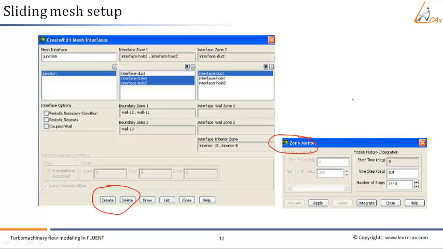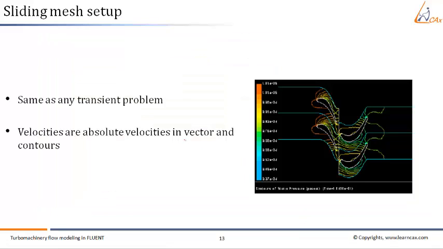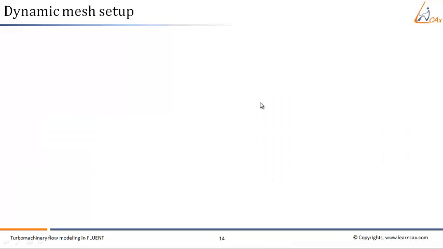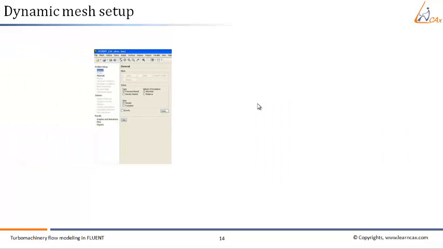From this, we go to Run Calculation, then Preview Mesh Motion. When we talk about the results of the sliding mesh problem, it is the same concept as any transient problem; we have to do post-processing the same as for any transient problem. Velocities are absolute velocities, for vectors as well as contours, so keep that in mind. Now let us see the setup for the dynamic mesh model.